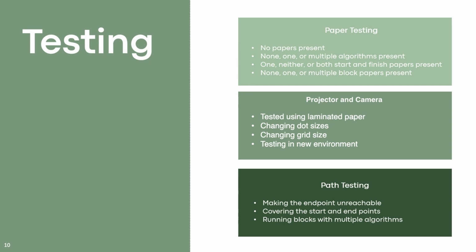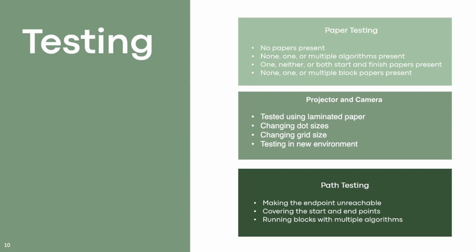For projector and camera testing, we tested using laminated paper. Since children will be using this, we didn't want them to shred the paper up or crumple it in some weird ways. For changing dot sizes, we tested with getting bigger or smaller dots, but we found out that having bigger dots actually led to our software being able to recognize them much easier.